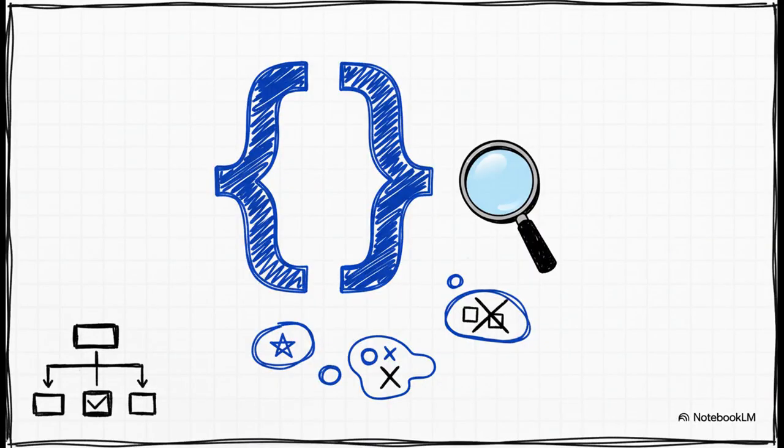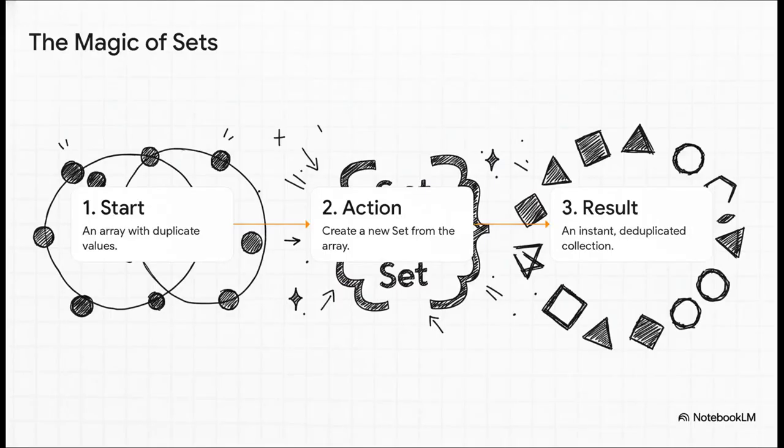And then we have the set. The best way to think about a set is like a collection of unique values. Its main job is super simple but incredibly powerful. It automatically gets rid of any duplicates for you. And it's also got this lightning-fast .has method for checking if something is already in the collection. And this right here, this is the real aha moment for sets. You can start with a messy array.